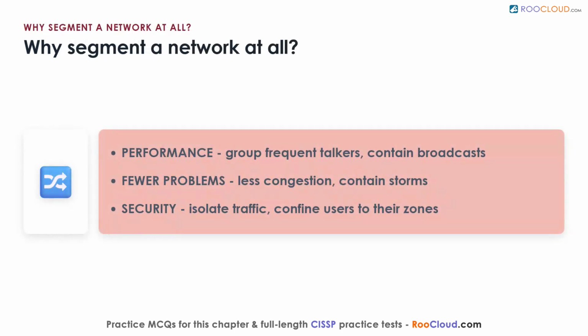So why segment a network at all? Because dividing a network into smaller units pays off three ways. It boosts performance, since machines that talk often can sit together and broadcast traffic stays contained. It reduces communication problems, cutting congestion and containing disruptions like broadcast storms. And it improves security by isolating traffic and confining users to only the segments they are authorized to reach. Think of a large building divided into departments, each with its own door, so a problem in one wing does not spill into the rest.